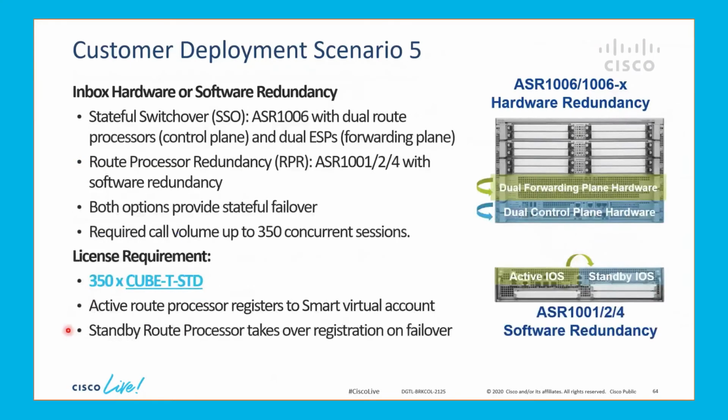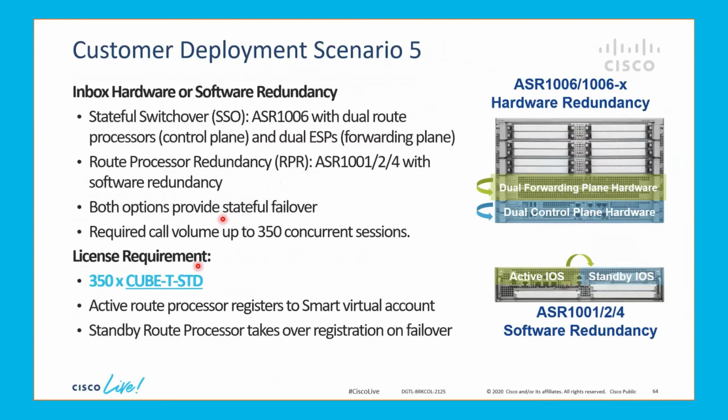Okay. Scenario 5 is hardware redundancy, which is 1006 and 1006X boxes, or the software redundancy option. In both of these cases, let's say we are expecting 350 calls. The hardware redundancy is basically the stateful switchover feature, that is the platform feature. It's not a CUBE feature, and the software redundancy is what is known as route processor redundancy. That is also an underlying IOS XE feature. It's not a CUBE feature. Both of these options provide stateful failover.